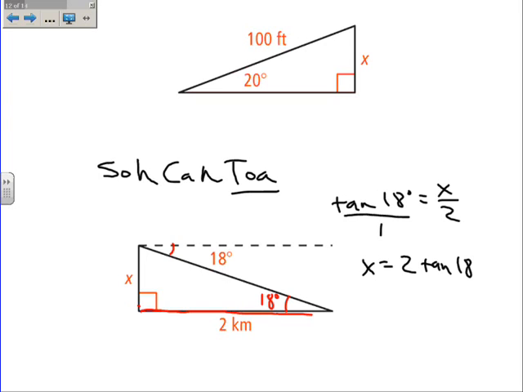So I grab my calculator, 2 tan 18 is 0.65. Okay, so the height of this triangle is 0.65.